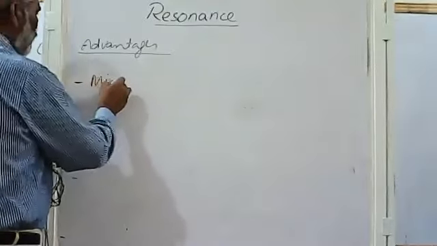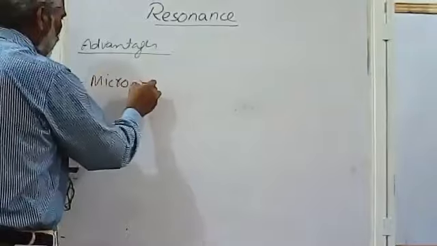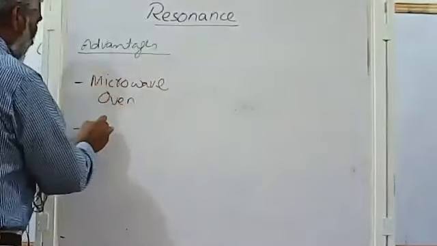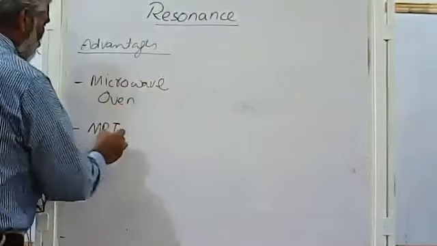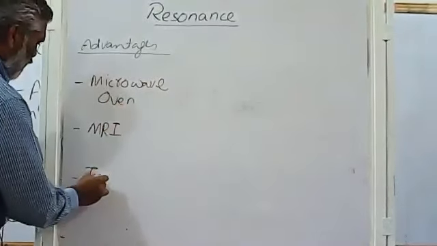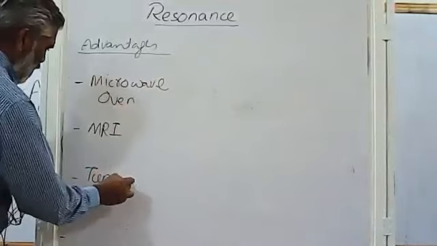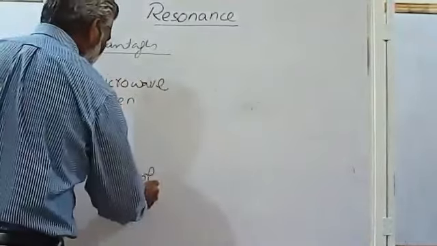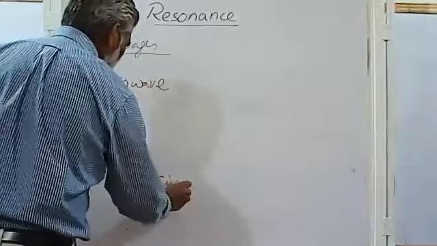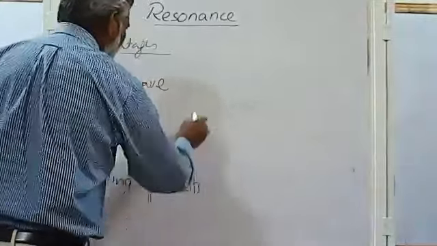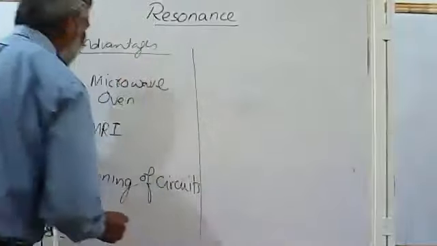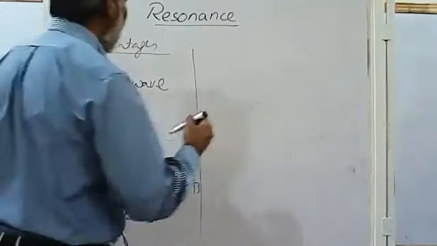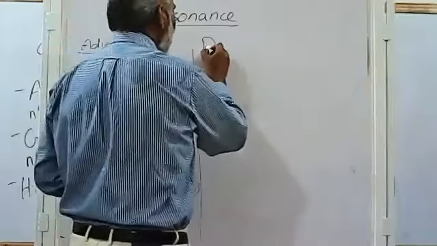Those 3 that I mentioned included the microwave oven, MRI, and the tuning of circuits. These are some of the advantages that we have of resonance, and we make frequent use of them. But there are certain disadvantages.